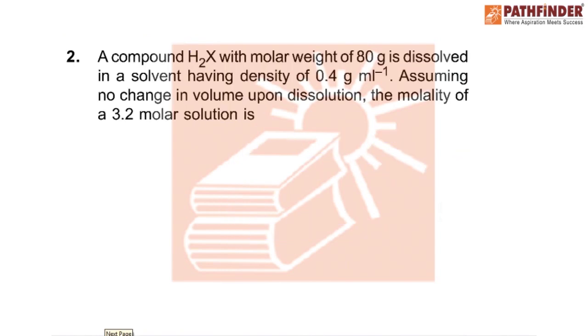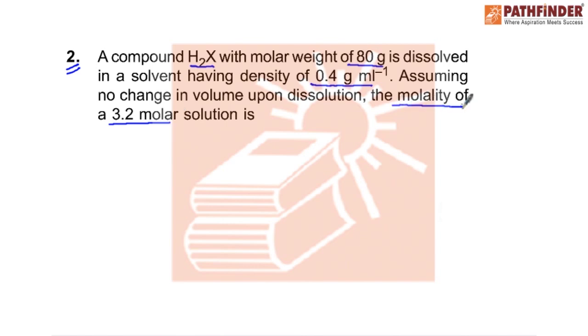So as I was saying, let us take a look at this problem. It is saying that a compound H2X with a molar weight of 80 grams is dissolved in a solvent which has a density of 0.4 gram per ml. Now they are saying to assume there is no change in volume upon dissolution. That means when H2X was dissolved in the solvent, there was actually no change in volume. If the molarity of that solution is 3.2, they are asking to find out the molality of that solution.